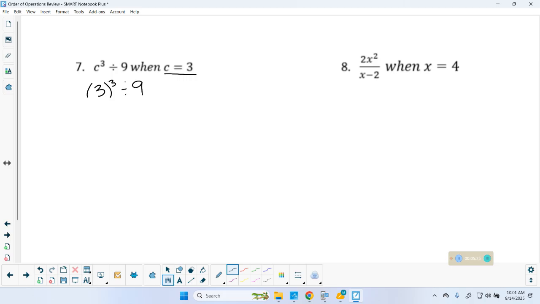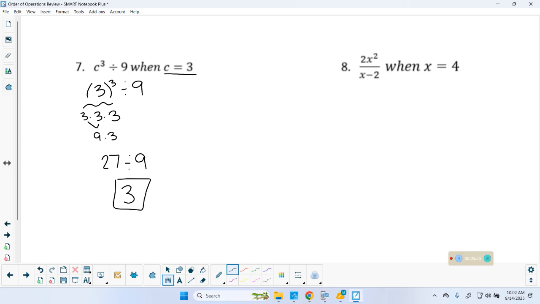So we have to do the exponent first. Since the exponent is 3, it means that our number is there 3 times. So it's really 3 times 3 times 3. Okay, 3 times 3 is 9. We have another times 3. 9 times 3 is 27. And then we just still have to divide that by 9 to get our final answer. So 27 divided by 9 is 3.